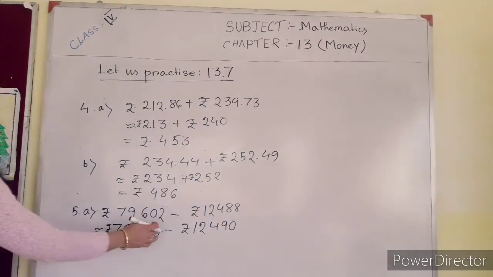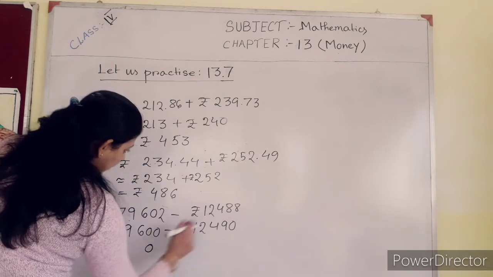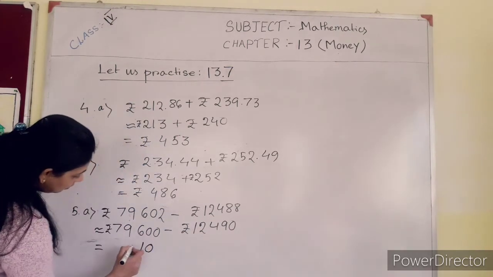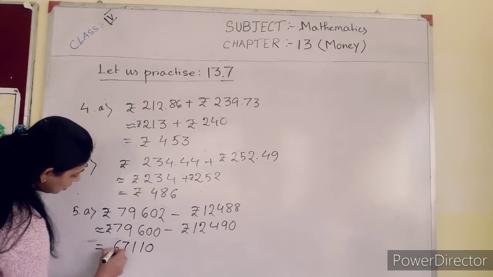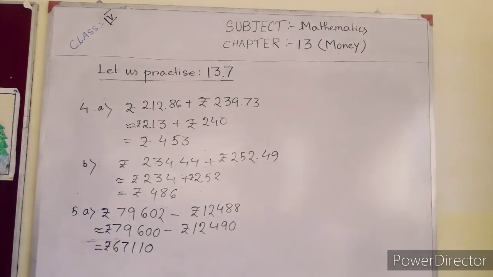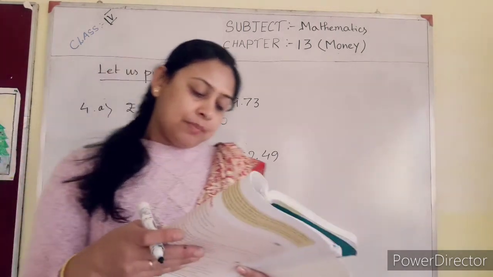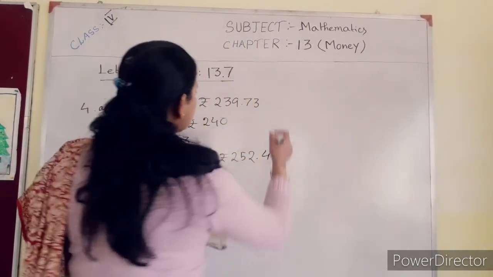12,490. You have to subtract here. So 0 minus 0, 0. 9 minus 0, 9. 6 minus 4, 2. 9 minus 2, 7. 7 minus 1, 6. So answer is 67,110 rupees. Number B you will solve by yourself. Now number 6, this one is the last one.